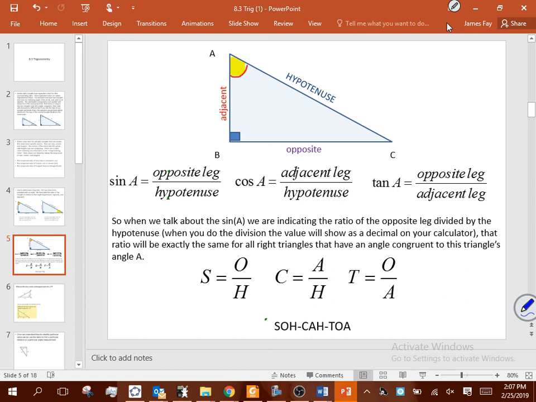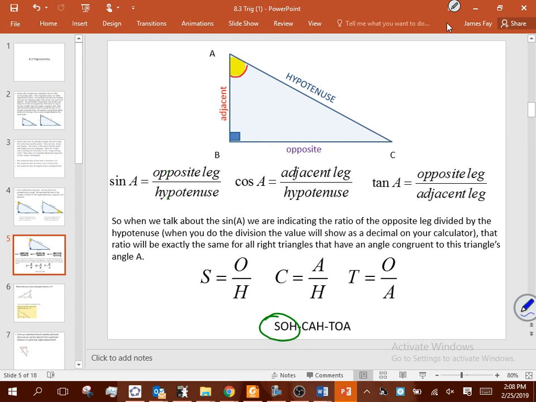So SOH-CAH-TOA. S-O-H: sine is the S, O is opposite, H is hypotenuse, right? And it's left to right, we divide them the way we see them. So sine is O divided by H. Cosine is A divided by H. Tangent is O divided by A. Is that okay with everybody? Okay. So SOHCAHTOA, you've heard that before, right?